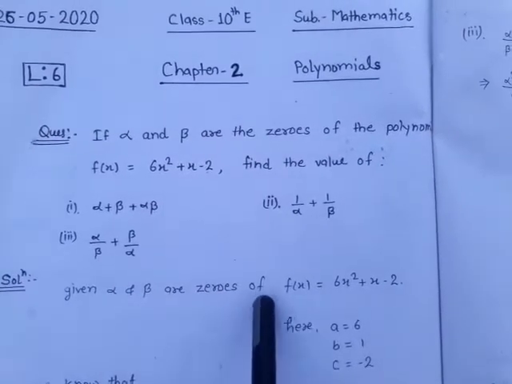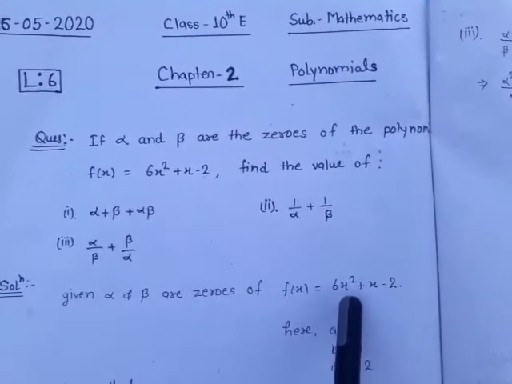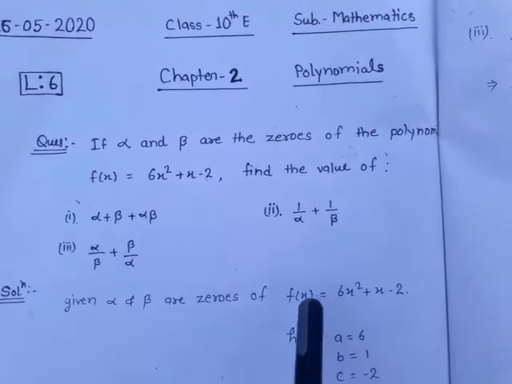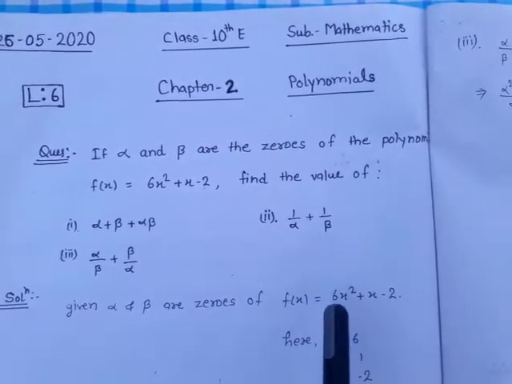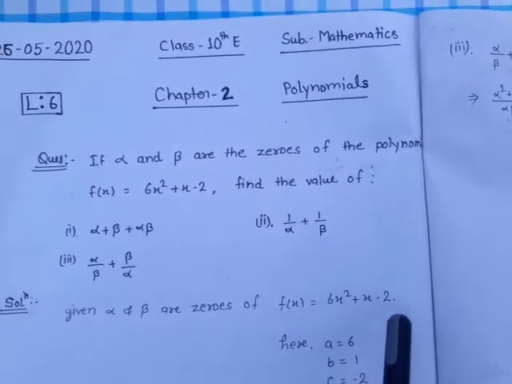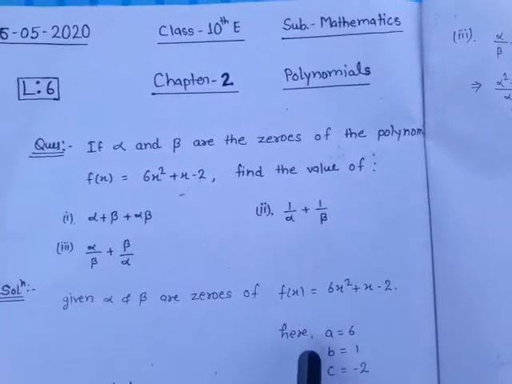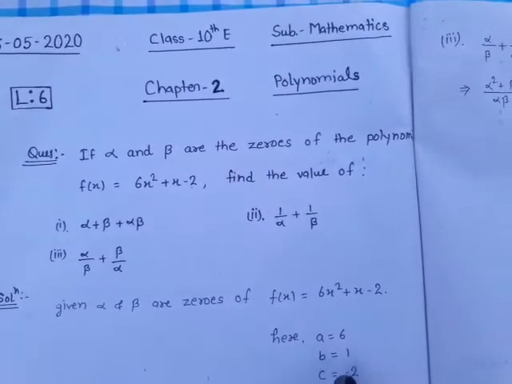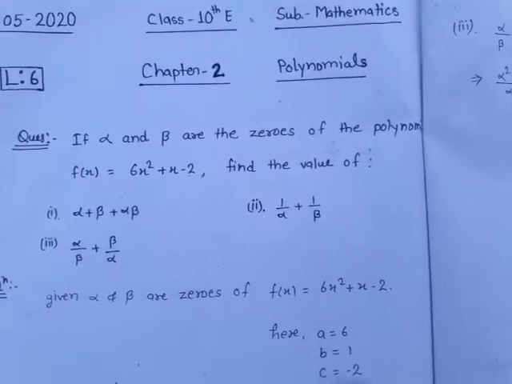Given alpha and beta are the zeros of f(x) equal to 6x square plus x minus 2, and on comparing with the general form of a quadratic polynomial ax square plus bx plus c, we get the values of a, b, c. Small a is equal to 6, small b is equal to 1 and small c is equal to minus 2.